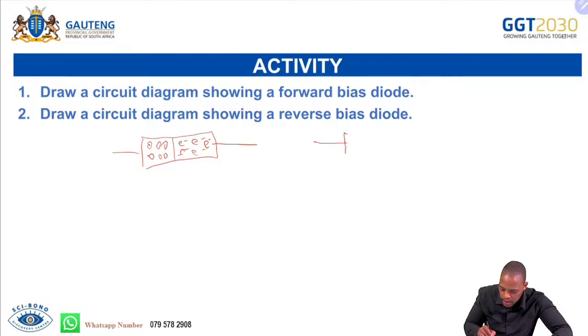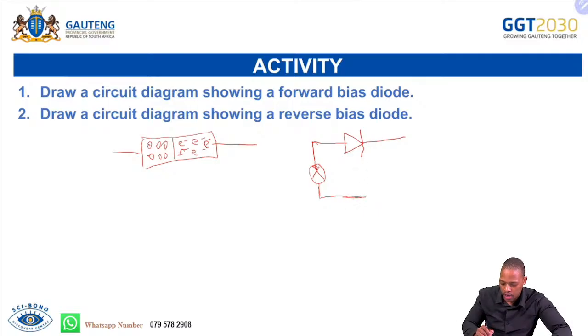All right, say here's the diode. The circuit symbol of a diode looks like this, and we want to connect it such that it is forward biased. Maybe you can put in a resistor or a light bulb here. So let's connect it such that it is forward biased.